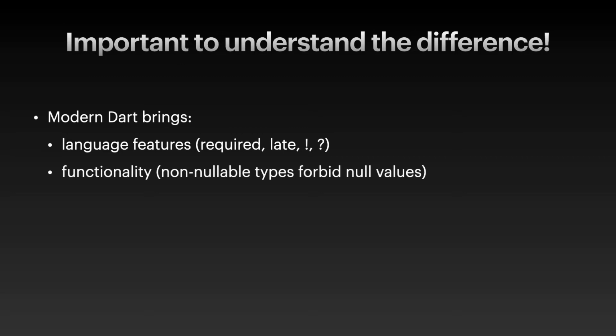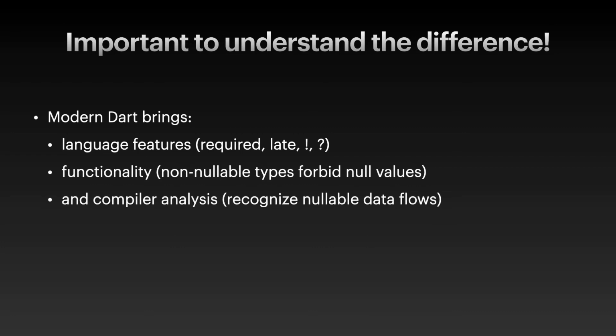Modern Dart brings functionality such that non-nullable types forbid the null values. You cannot shove a null into a non-nullable variable. Just doesn't fit. A completely separate type now. And also compiler analysis. So for example, if the compiler can recognize that nullable data is trying to get by all the blocks and checks and actually gets into a non-nullable variable, that'd be a bad idea. And if it can recognize that at compile time, it will block you appropriately.